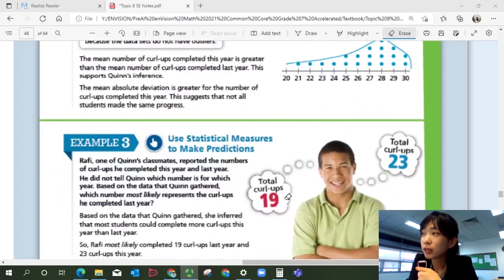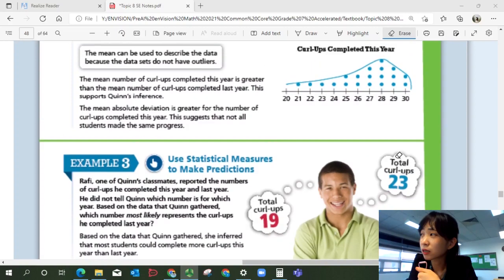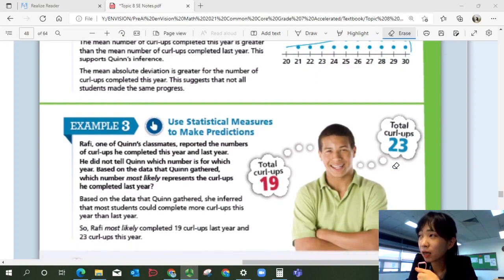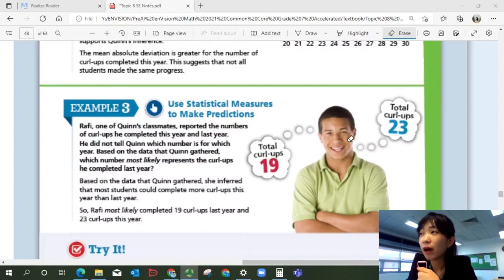The total curl-ups he got is 19. The total curl-ups he got this year is 23. So he made progress, right? So based on the data that Quinn gathered, she inferred that most students could complete more curl-ups this year than last year. And so Rafi most likely completed 19 curl-ups last year and 23 curl-ups this year.